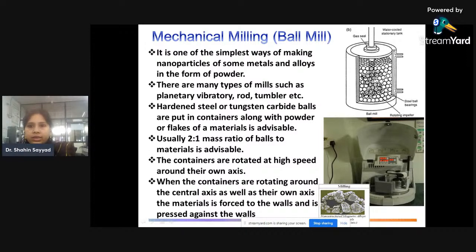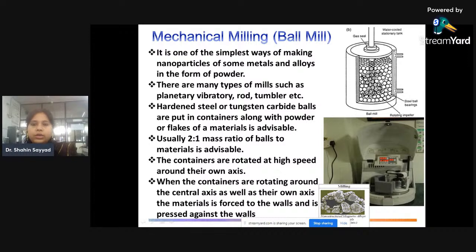Now this container is performing a rotation at high speed about its own axis. It performs a rotation around its own axis, which is a type of motion, planetary motion. And because of this planetary motion, these balls force the material against the wall of this container. And during each revolution, this ball interacts with the material and applies pressure on the material. And during each rotation or number of rotations, this bulk particle is converted to small particles.